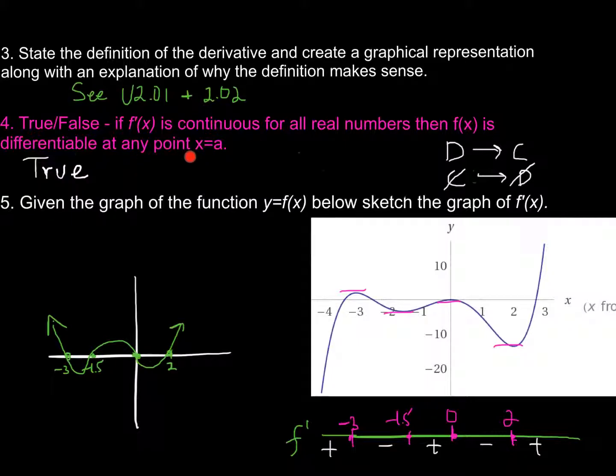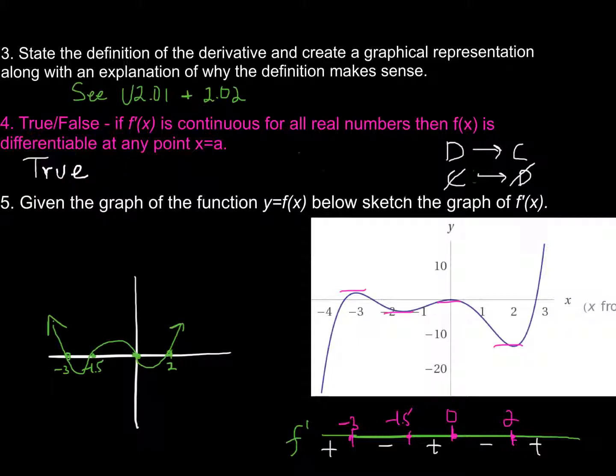Well, this should be pretty obvious, because no matter what point you use, you're able to find a value of the derivative, which means clearly that f of x is differentiable. It's pretty basic, but the tricky part is noticing that this is actually saying f prime. Notice if this just said f of x is continuous for all real numbers, then f of x is differentiable at any point x equals a, that would not be true, because it doesn't have to be the case that if a function is continuous, then it has to be differentiable.